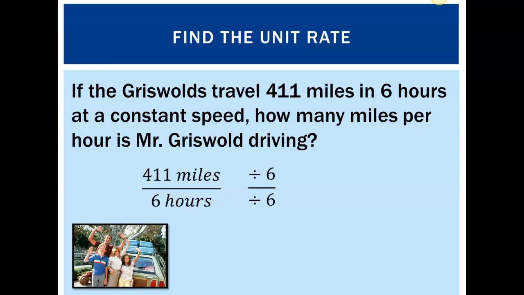You may be noticing a pattern that each time we divide by the denominator. Another way you can approach the problem is to simply think the top number divided by the bottom number. We can divide 411 by 6 and still get the same result. Once we divide by 6, we find that Mr. Griswold is driving at 68.5 miles per hour. It is okay when you're working with unit rates to have a decimal inside your fraction.